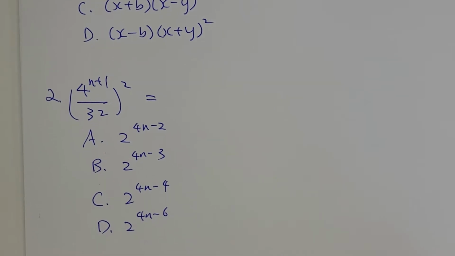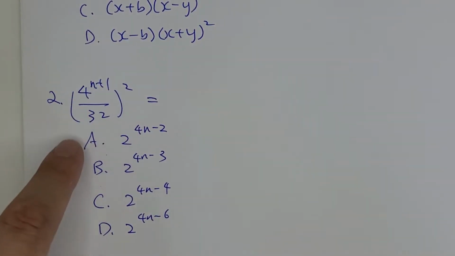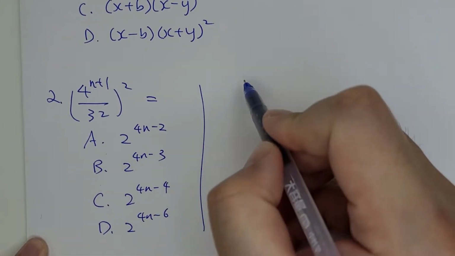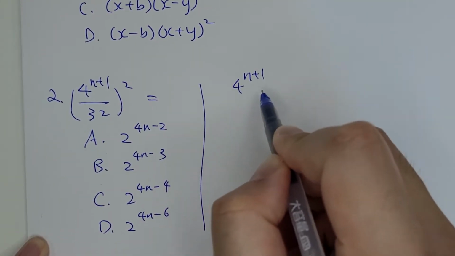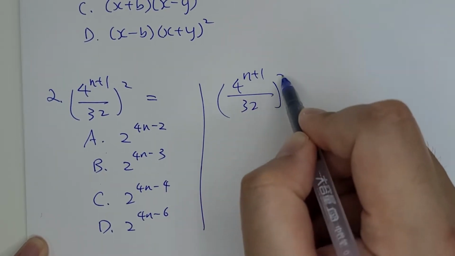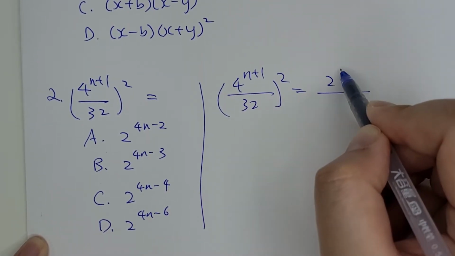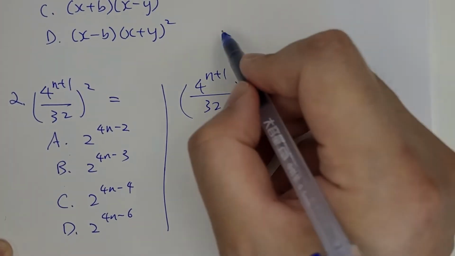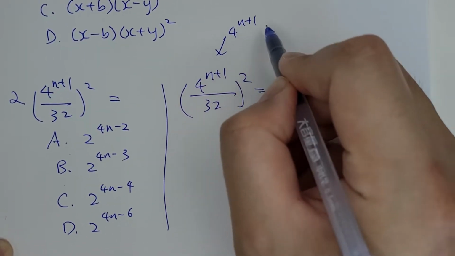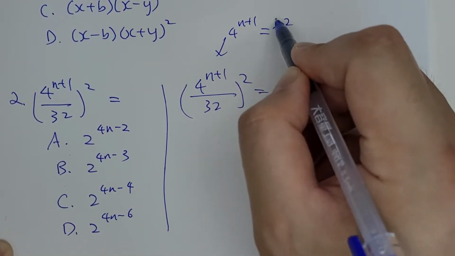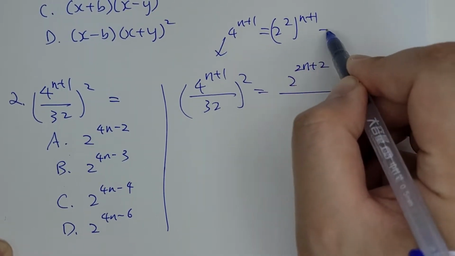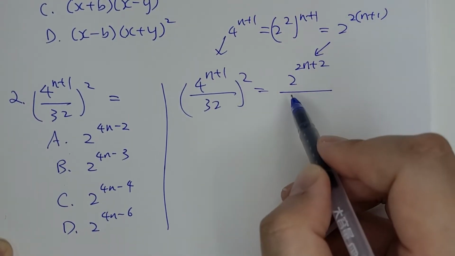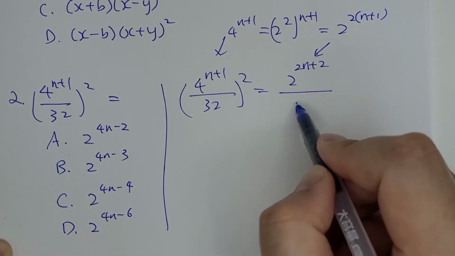For question number 2, you need to simplify this one. So what you can do, the original method, that is 4 to the power n plus 1 over 32 bracket square, it can be changed to 2 to the power 2n plus 2. Okay, here you need to know why. 4 to the power n plus 1 can be written as 2 square and then to the power n plus 1 again. So that becomes 2 to the power 2 bracket n plus 1, and that becomes 2 to the power 2n plus 2.